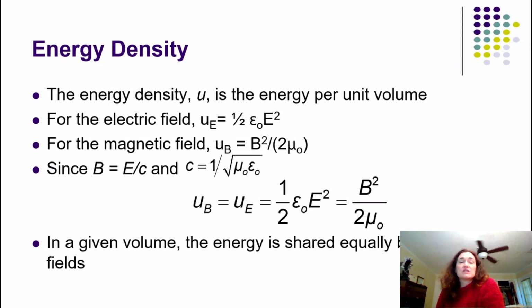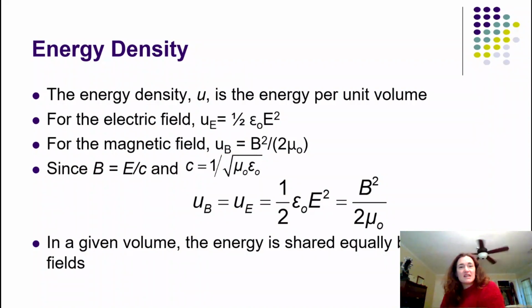We've already covered the equations for the energy density for electromagnetic waves, or electric fields and magnetic fields. So our energy density is an energy per unit volume. For an electric field, we define the energy density U sub E as equal to 1/2 times epsilon naught times E squared. E is the magnitude of the electric field in any given region, and epsilon naught is the permittivity of free space. For the magnetic field, we defined the energy density U sub B as a similar equation, B squared divided by 2 mu naught. Here, B is the magnitude of the magnetic field in a given region, and mu naught is the permeability of free space.